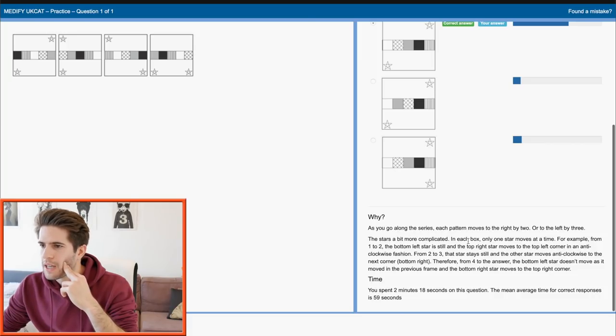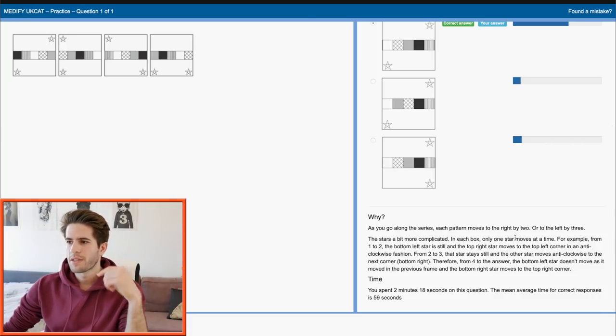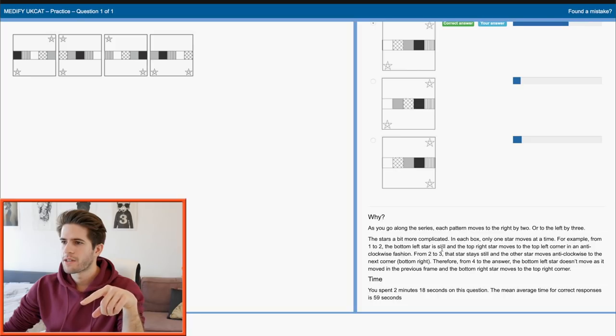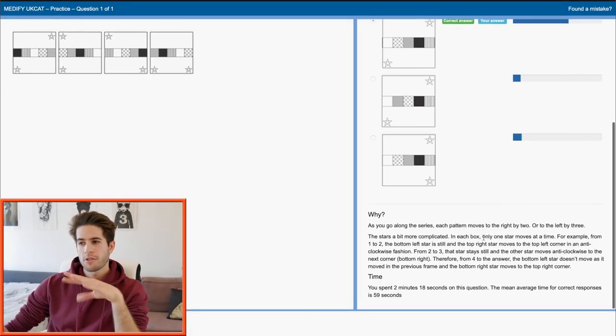The stars are a bit more complicated. In each box, only one star moves at a time. So that's what I was talking about. For example, 1, 2, the bottom left star is still and the top right star moves. Okay, cool. Here's the description if you want it.